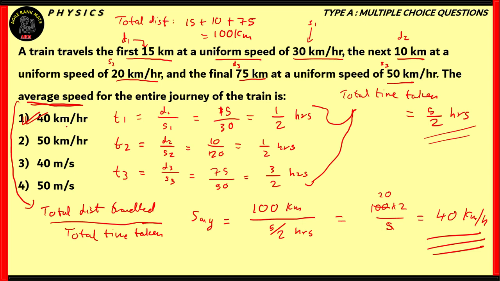So option 1, 40 kilometers per hour, is the right option. Option 2 and option 4 are incorrect because the numerical value is different. It's showing 50 when in fact it's 40. And option 3 is incorrect because the unit of speed is different. 40 meters per second is way faster than 40 kilometers per hour. Since using our calculations we found that the average speed is 40 kilometers per hour, option 1 is the right option instead of option 3.